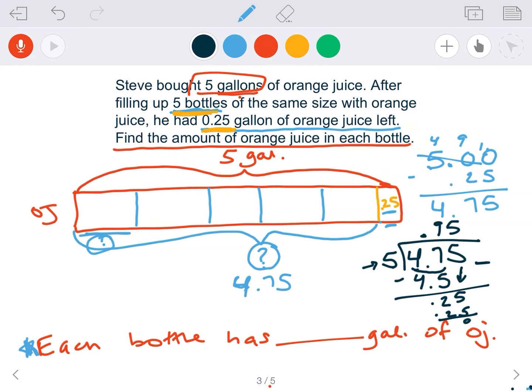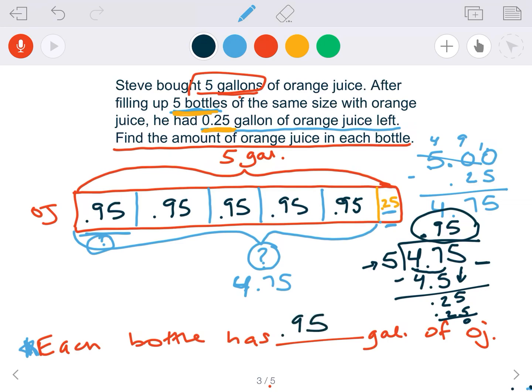So each of these bottles has not quite a full gallon. It has 95 hundredths. It has like 95 cents, and a full gallon would be $1. So it's definitely close, but it's not quite a gallon each.